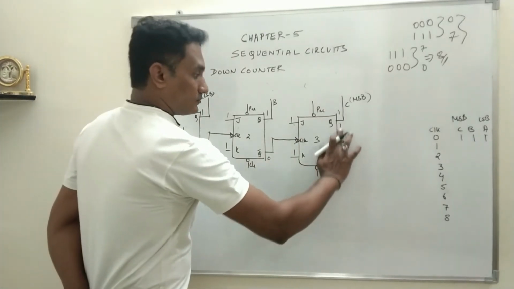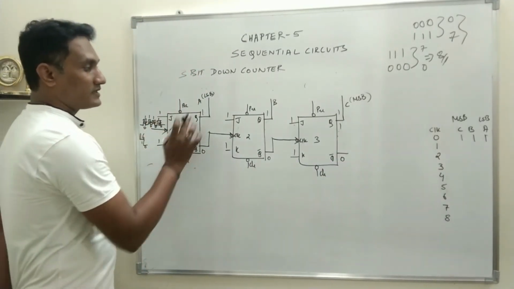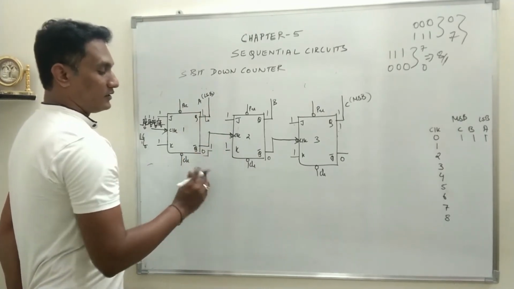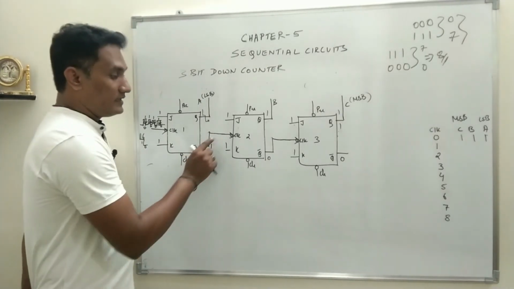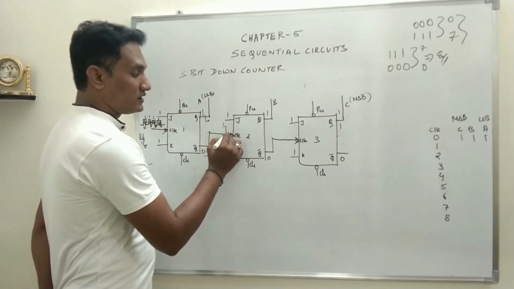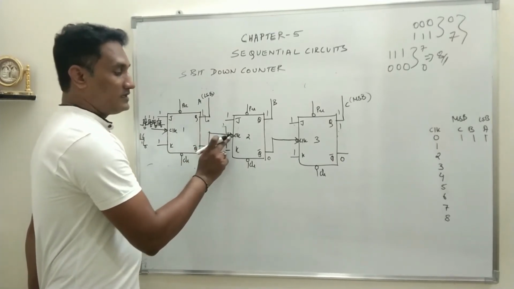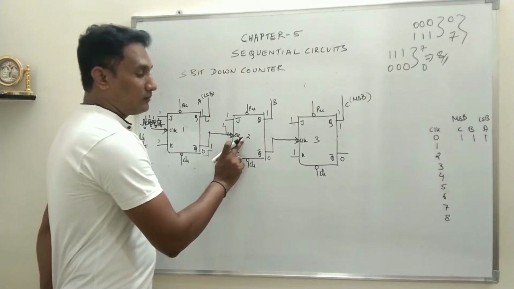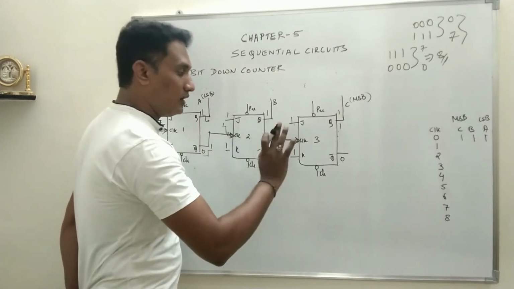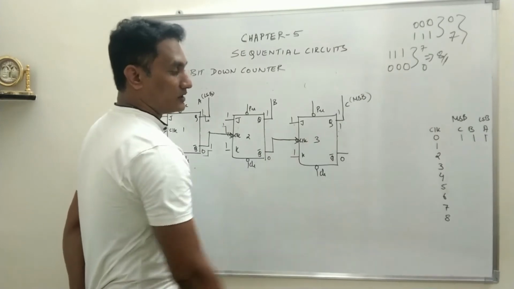Now when the first clock pulse arrives, A goes from 1 to 0. So what happens to Q bar? Q bar goes from 0 to 1. Now Q bar is the clock input for the second, and the clock is triggered when it goes from 1 to 0. What happens to Q bar? Q bar goes from 0 to 1. Are they the same? No. That means flip-flop 2 will not get the clock pulse. If flip-flop 2 is not getting the clock pulse, will it toggle? No. There will be no change.